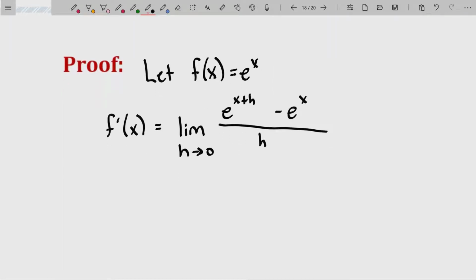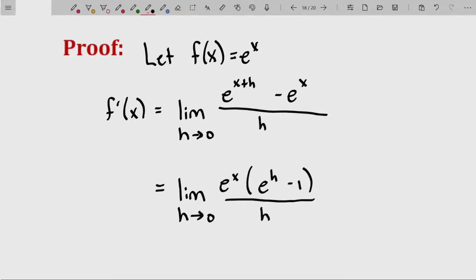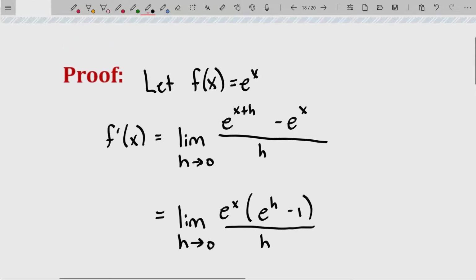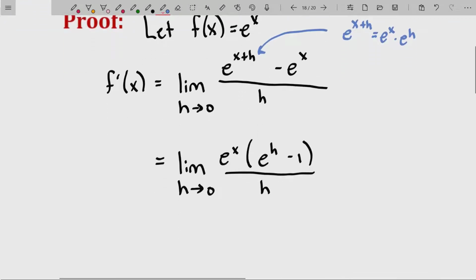And here I'm going to just do a little manipulation. This is equal to the limit as h goes to 0 of e to the x times e to the h minus 1 over h. All I did was use the law of exponents from algebra 1, which is that e to the x plus h is the same thing as e to the x times e to the h. And then I factored out an e to the x out of both terms in the numerator.